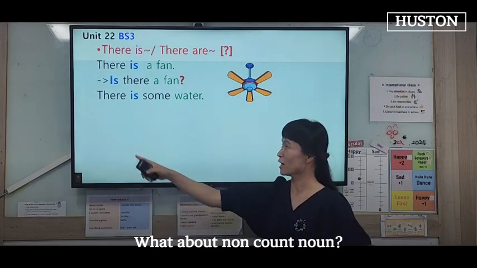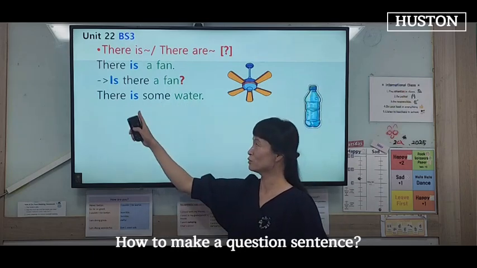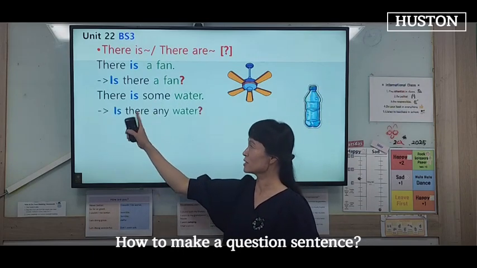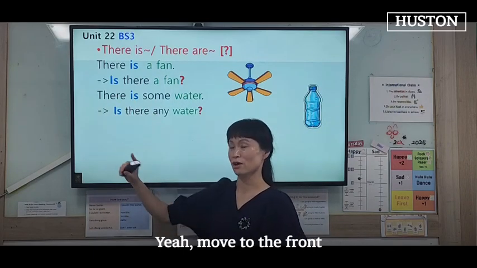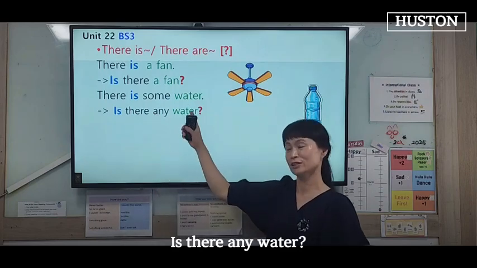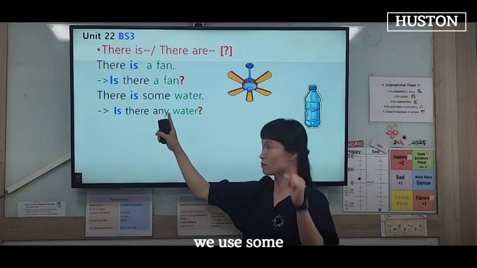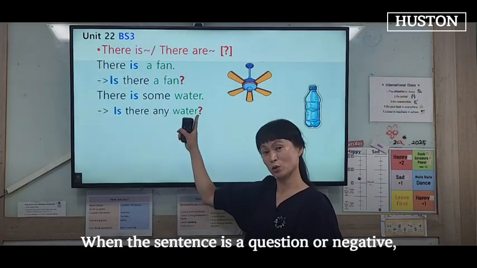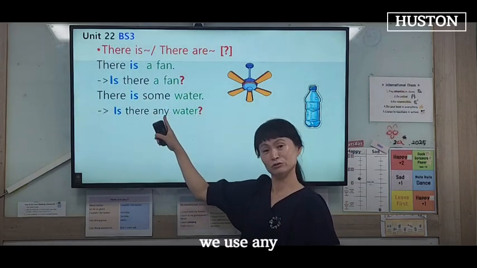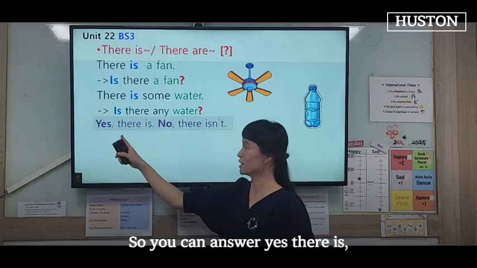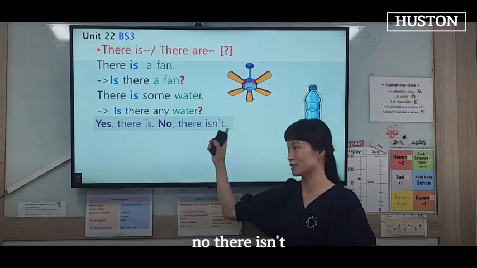What about uncountable noun? There is some water. How to make a question sentence? Yeah, Beaver moved to the front. Is there any water? But here look at this. When the sentence is affirmative, we use some. When the sentence is a question or negative, we use any. So you can answer yes there is, no there isn't.